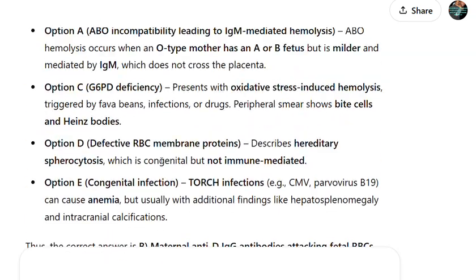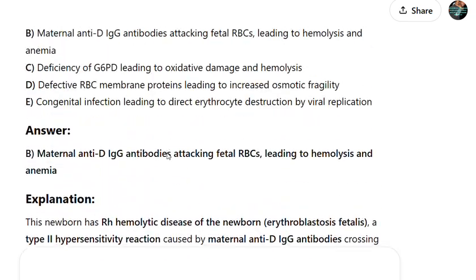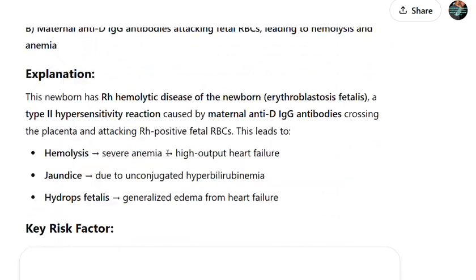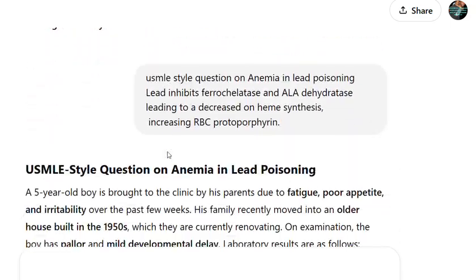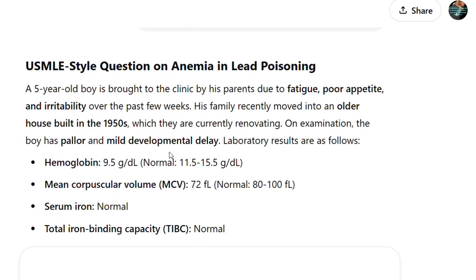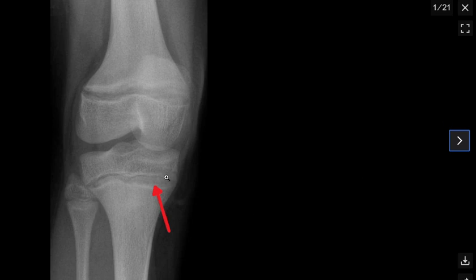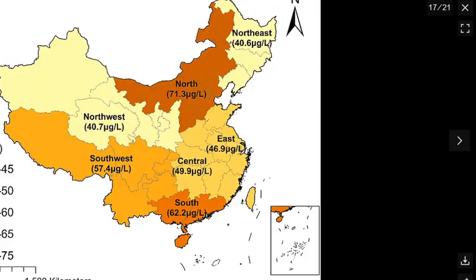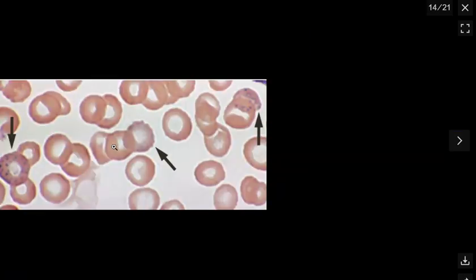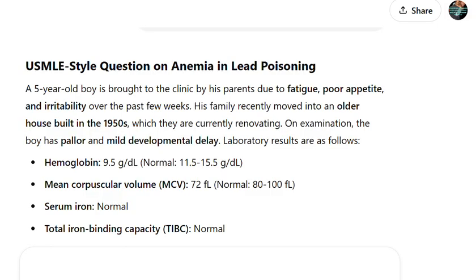USMLE-style question on anemia in lead poisoning. A 5-year-old boy is brought to the clinic by his parents due to fatigue, poor appetite, and irritability over the past few weeks. His family recently moved into an older house built in the 1950s, which they are currently renovating. On examination, the boy has pallor and mild developmental delay.